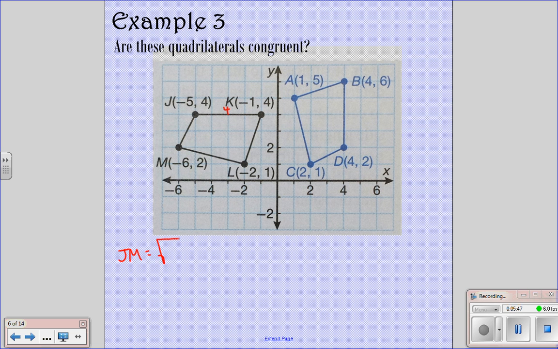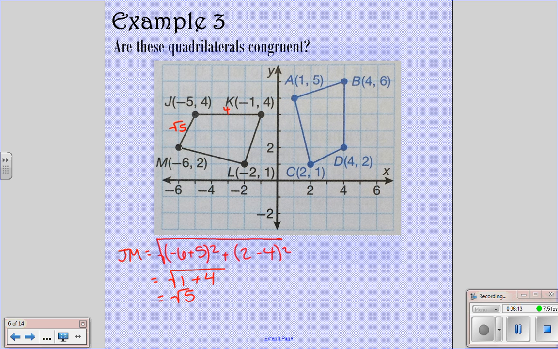So we're going to do the square root of -6 minus -5 squared plus 2 minus 4 squared. So -6 plus 5 is -1, and if you square that, that's a 1. And then 2 minus 4 is -2, squared is a 4. So the distance there is the square root of 5.